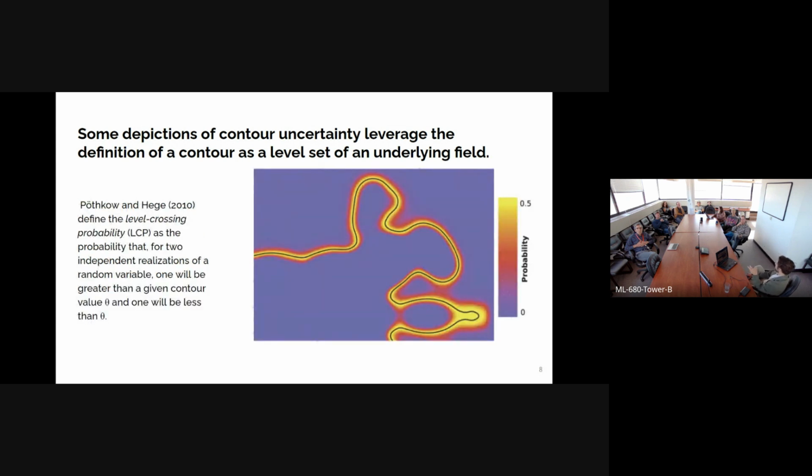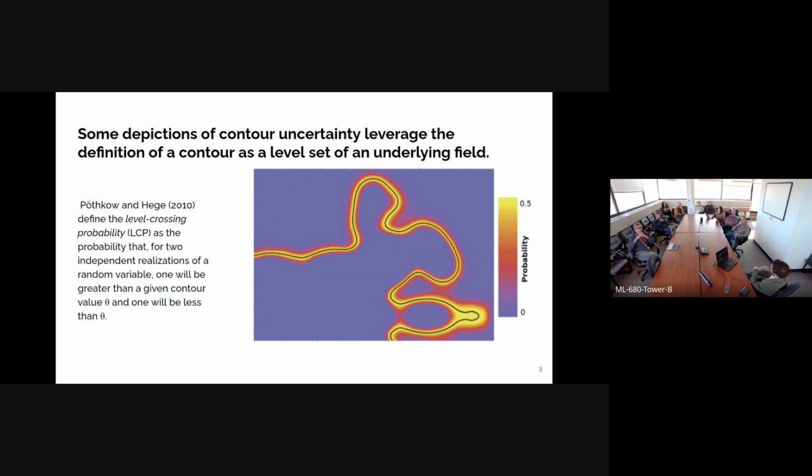The next of these methods that we're going to briefly mention is the idea of a level crossing probability. What this method aims to do is, again, look at the definition of a contour as a level set of some underlying field. And they ask the question: if we take two independently drawn realizations of some random variable, so for our purposes, two samples of an ensemble at the same point from different ensemble members, what is the probability that one of those samples is going to be greater than the contour value and one of them is going to be less than the contour value?